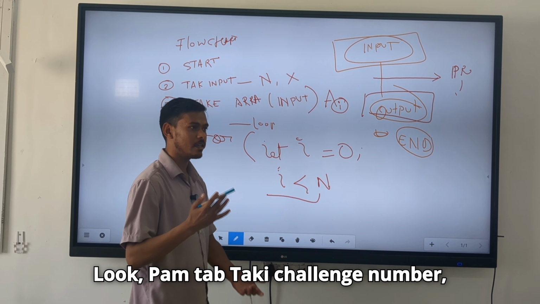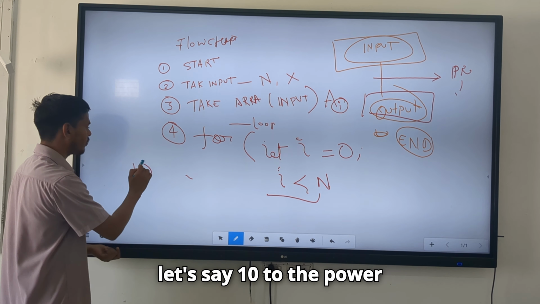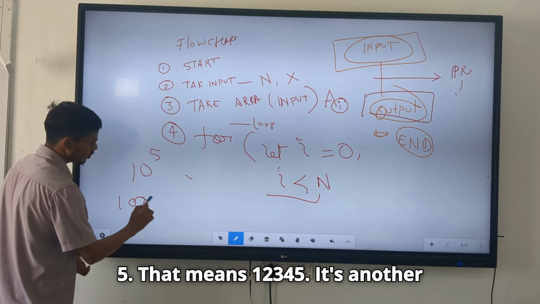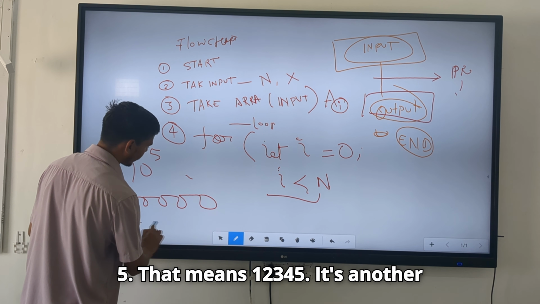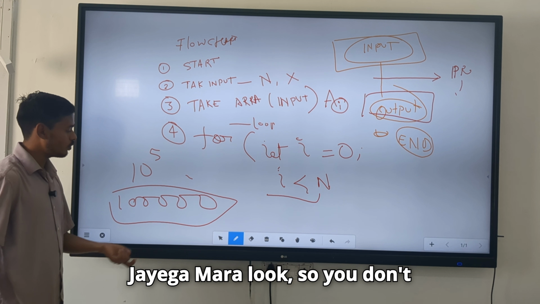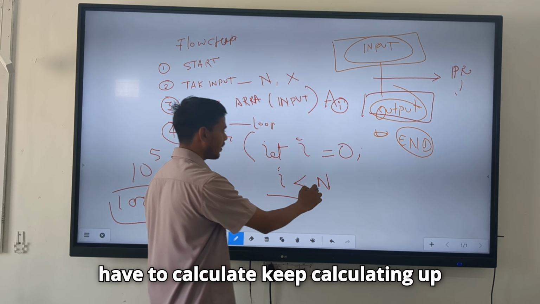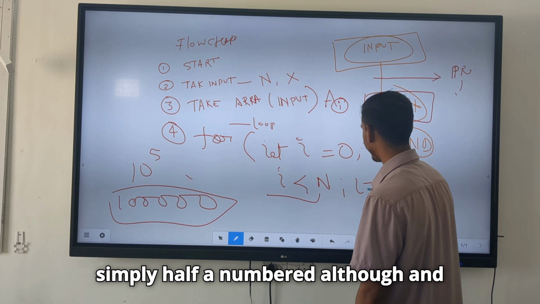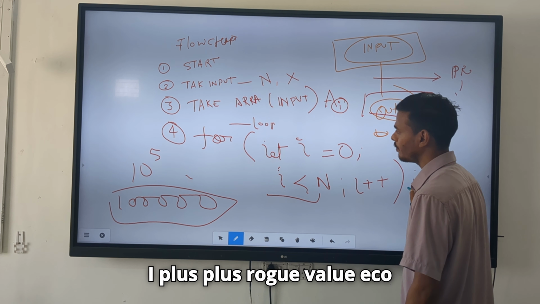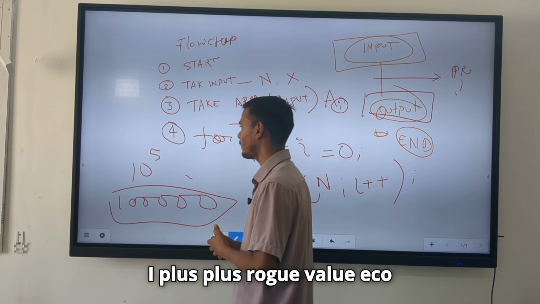लूप हम तब तक ही चलाएंगे जब तक हमारा नंबर है. लेट्स से 10 टू द पावर 5 है. दैट मीन्स 1 2 3 4 5 इतना तक जाएगा हमारा लूप. तो यू डोंट हैव टू कैलकुलेट, कीप कैलकुलेटिंग. आप सिंपली यहाँ पे नंबर डाल दोगे एंड आई प्लस प्लस करते रहोगे. आपका ये वैल्यू एक को इंक्रीमेंट करते रहेगा.